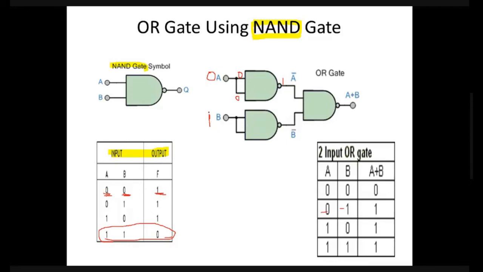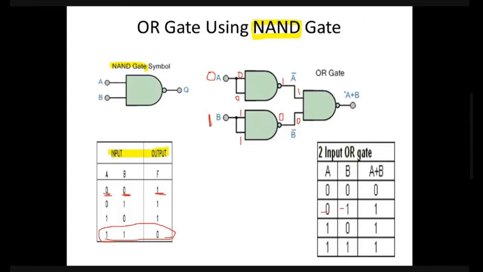Likewise, here B equal to 1. This 1 comes here and this 1 comes here. Both inputs are 1, 1. This is an individual NAND gate, so with 1, 1, what is the output? 0. Very good. Now this 1 comes here, and this 0 comes here.